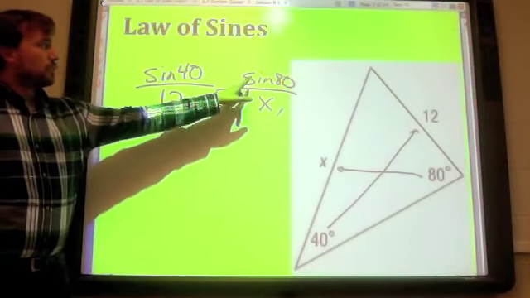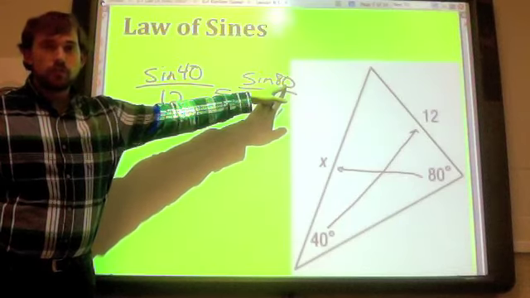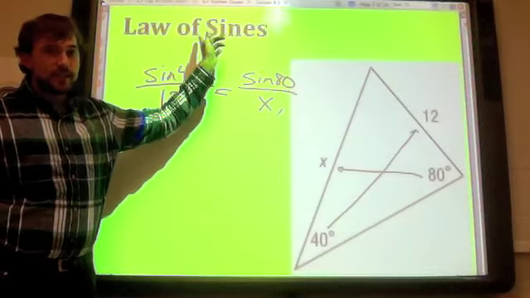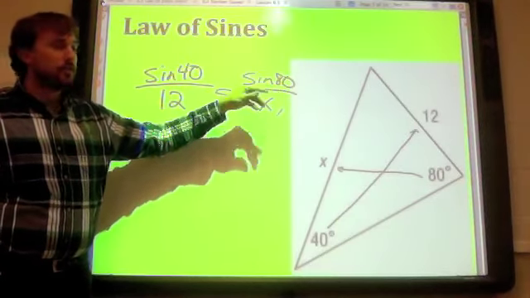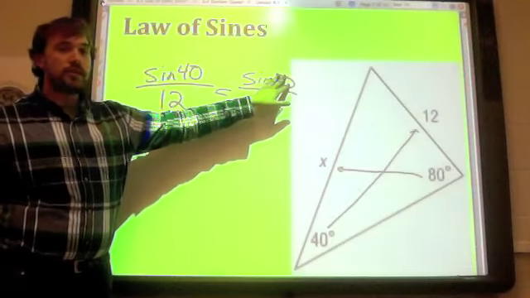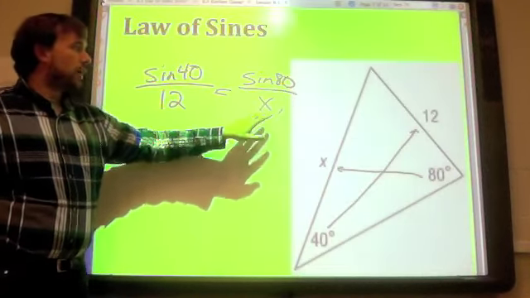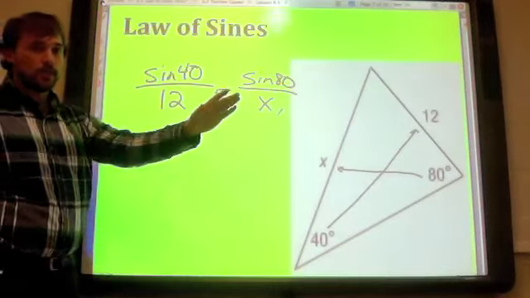So a few things you need to notice here. My angle goes with my trig function. By the way, it's always sine. That's why it's called law of sines. And your angle is on top with the trig function, and then your sides go underneath. The opposite sides go underneath.